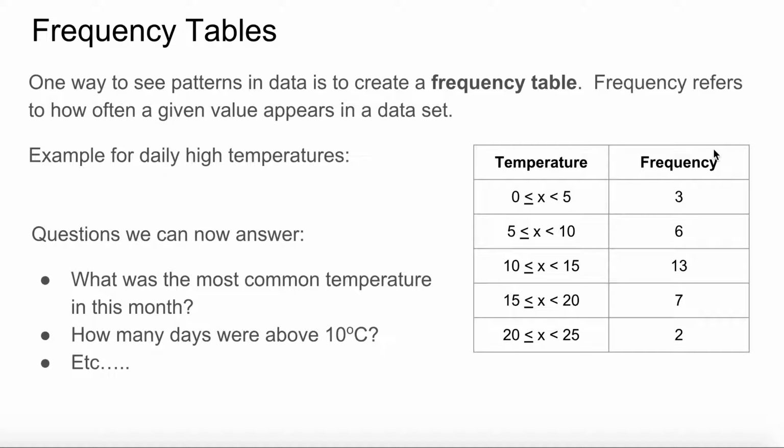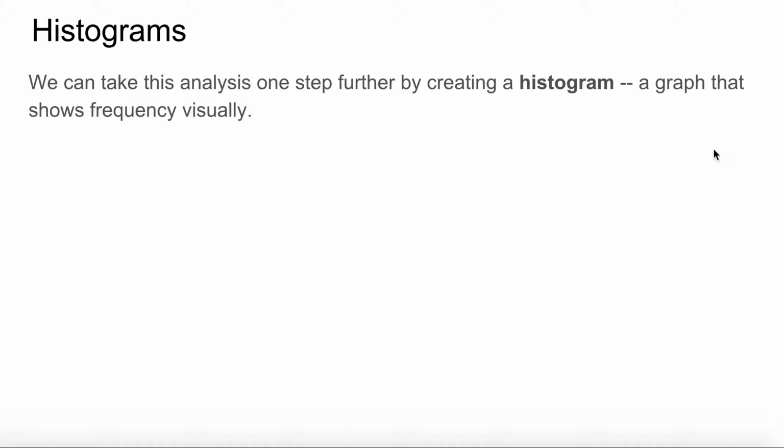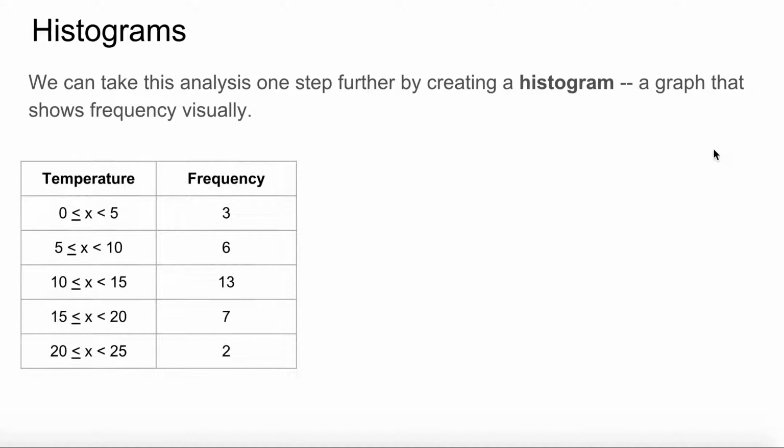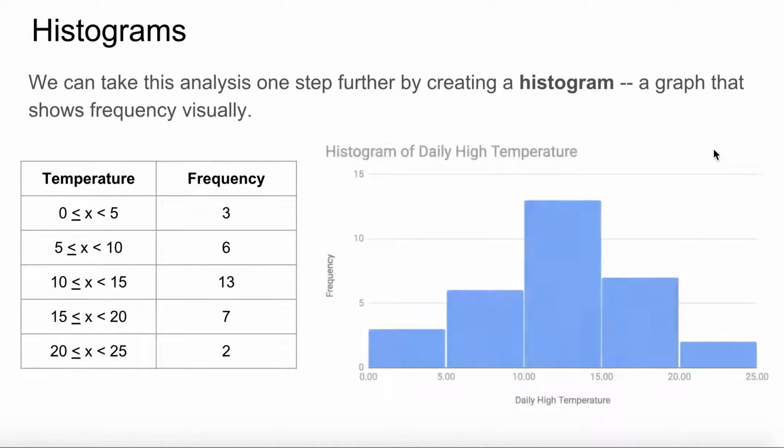There's one other technique that I want to show you. That technique is something called a histogram. A histogram is a graph that shows frequency visually. Basically, it's just a graph representation of a frequency table. Let's take a look at this. Here's our frequency table, and here is a histogram, right?